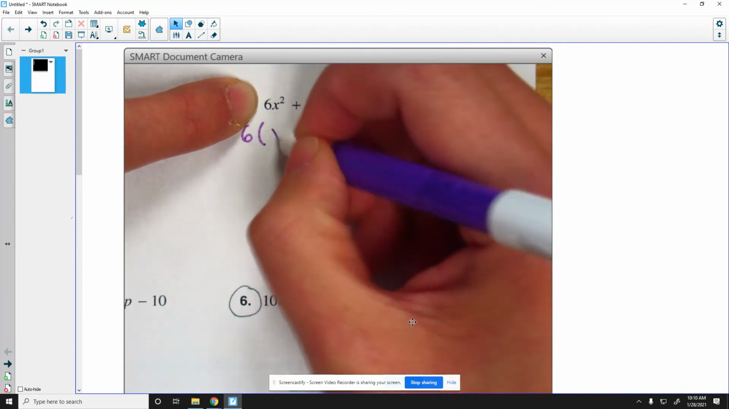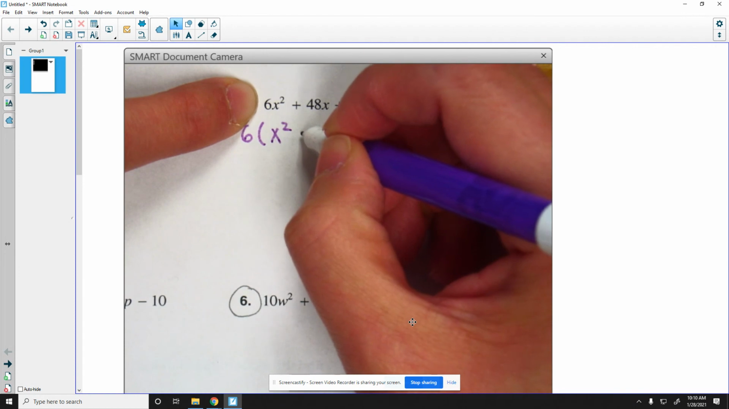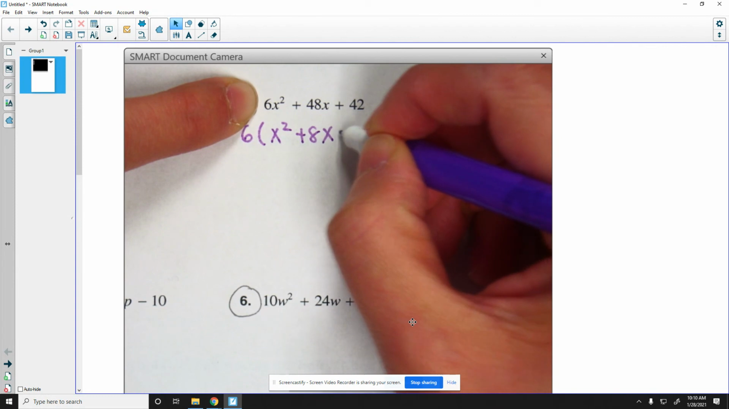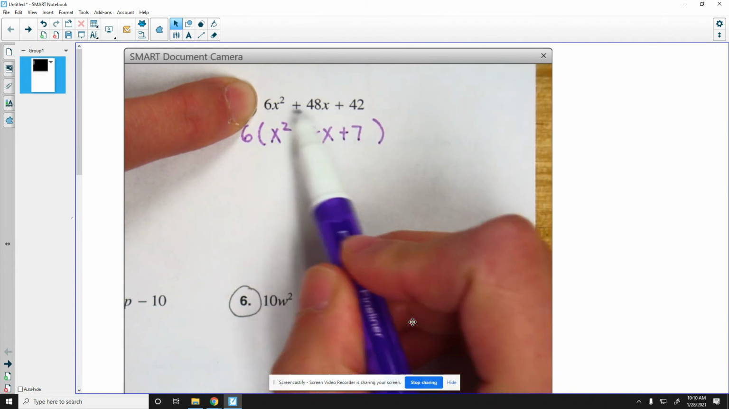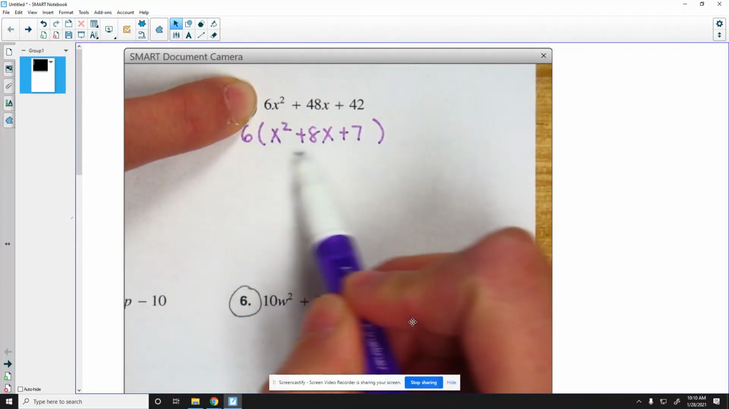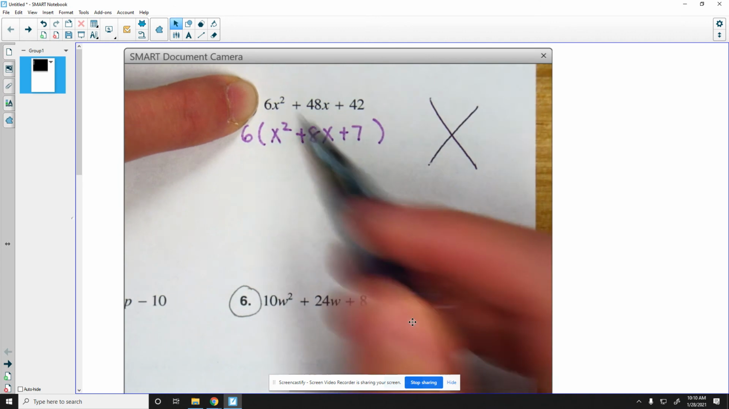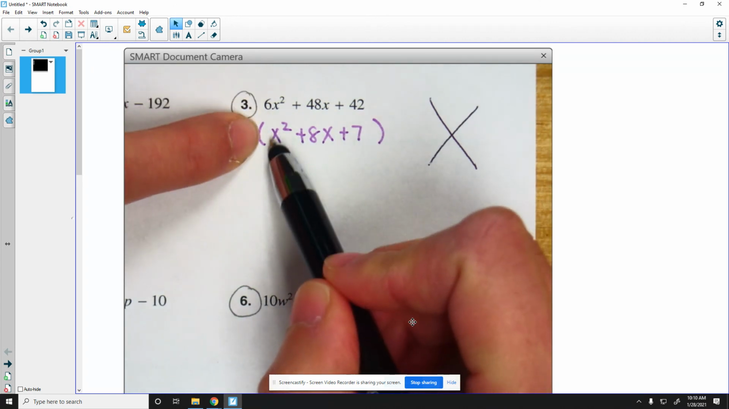X squared plus 8x plus 7. So do you see how basically Luke is just dividing 6, dividing 6, dividing 6 to get these numbers? Okay, good job. So far, so good. Online kids, what do I do next? Big X. Big X, right? You don't have to do magic numbers because it starts with a 1 now. So just do big X.